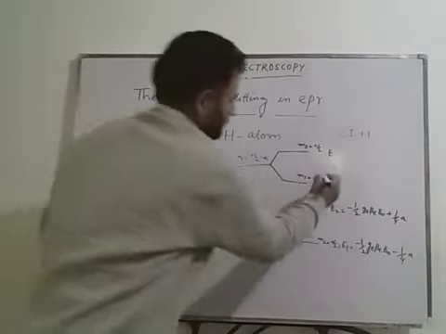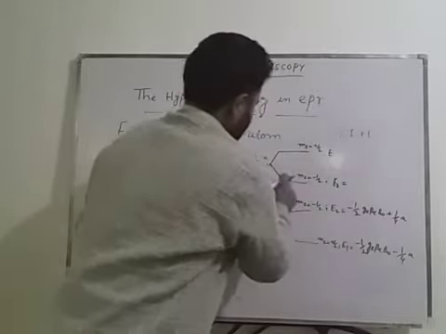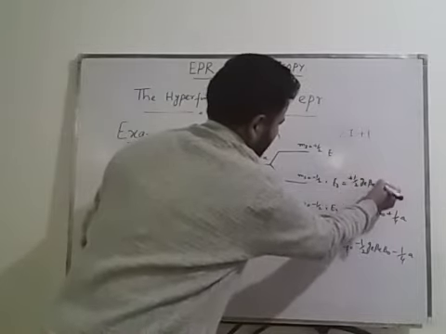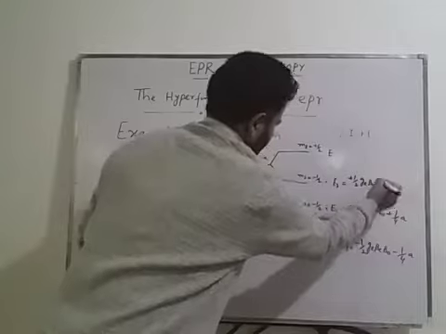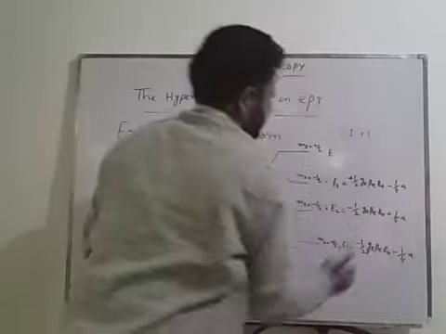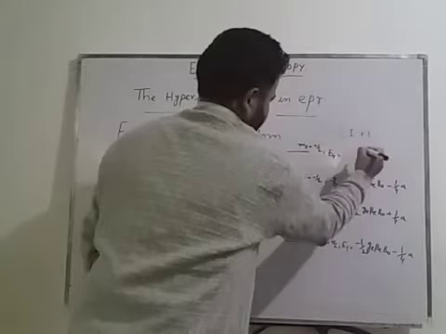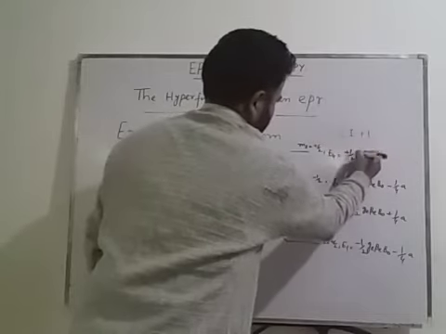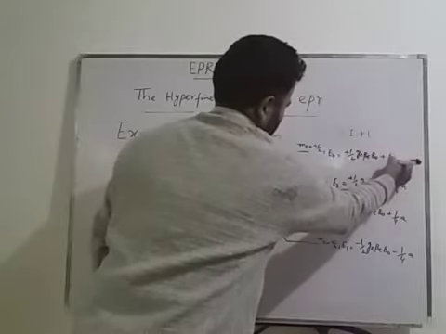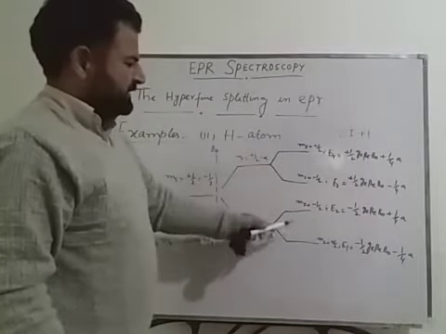Okay, here E3 will be equal to plus 1 by 2 Ge beta E B naught, and plus and minus will be minus, that will be minus 1 by 4 A. And here E4 is equal to plus 1 by 2 Ge beta E B naught plus 1 by 4 A. So this will have the highest energy, followed by this one, then this, and then this.